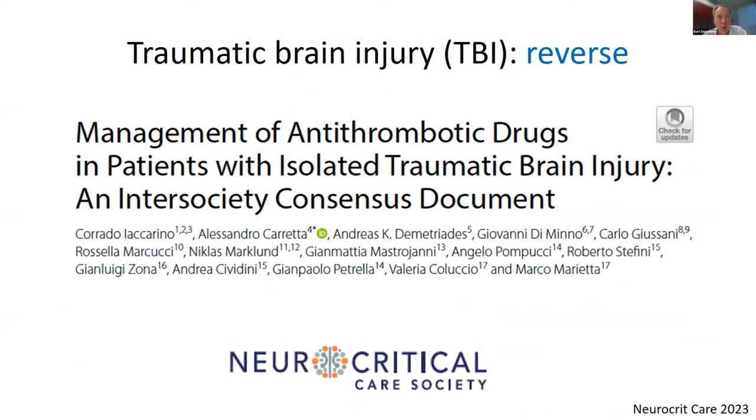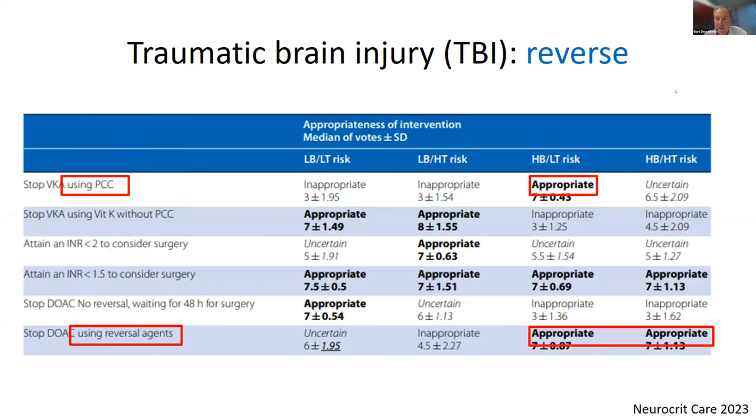There is still, though, because situations can be complex and can be diverse, some uncertainty. And this is a very nice study illustrating that. It's a consensus statement by a group of clinicians. And you see in the columns, there's the high bleeding or low bleeding versus low thromboembolic or high thromboembolic risk. You see, if there is a high bleeding risk, usually it is considered appropriate to not just stop the vitamin K antagonist, but also use PCC, and not just stop the DOAC, but also use the reversal agents.